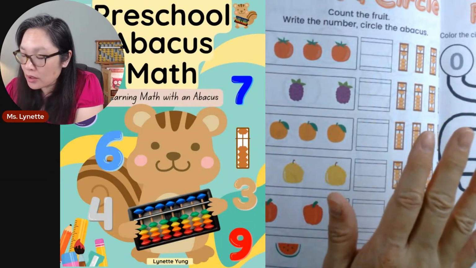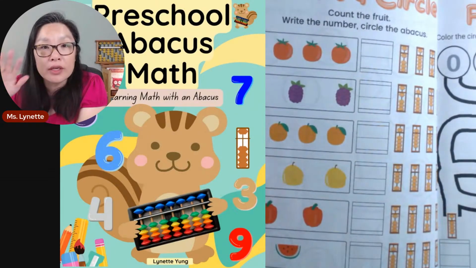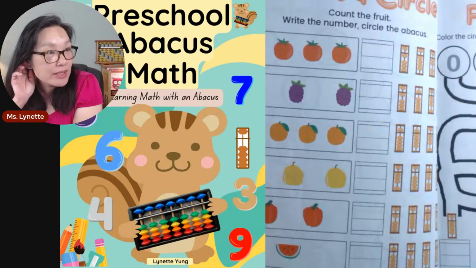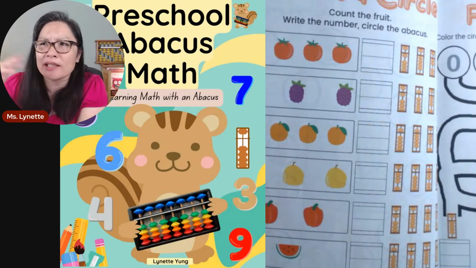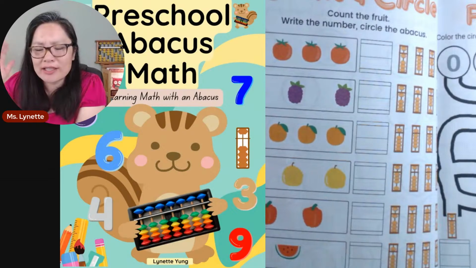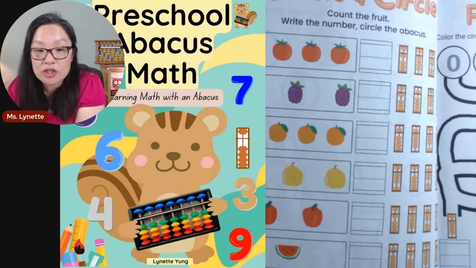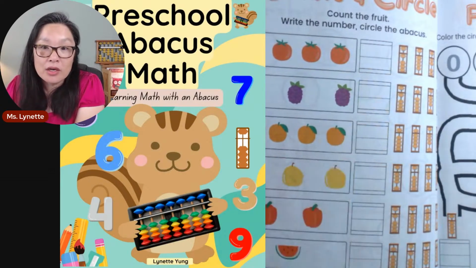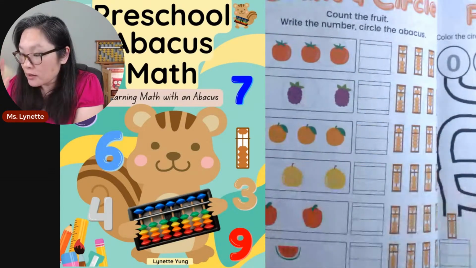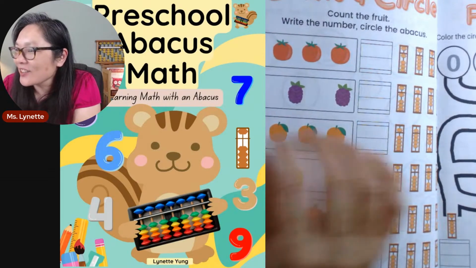We can do multiplication and division on the abacus, and then from there they can go on to doing more complex math, like trigonometry and calculus and algebra and pre-calc and all that good stuff. But in the beginning, what we want to do is have a solid foundation of what an abacus is and what the numbers are. So we have a solid number sense foundation.